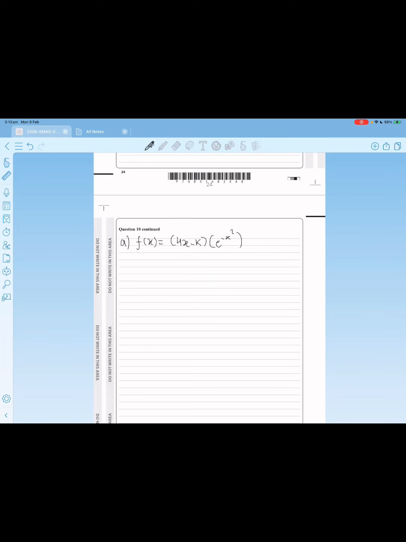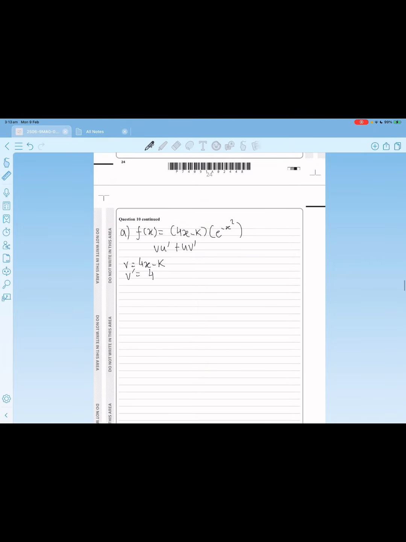Product rule says that we have to do vu dash plus uv dash, and v and u can be anything. So I'll take v to be 4x minus k, and therefore v dash will be 4, because k is a constant. And then u will be e to the minus x squared, and u dash would essentially just be the derivative of the power times e to the minus x squared, so it will just be minus 2x e to the minus x squared.